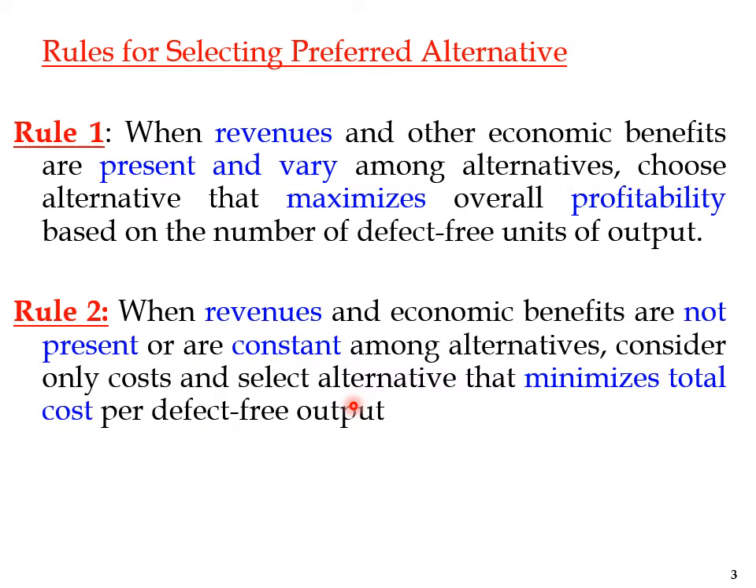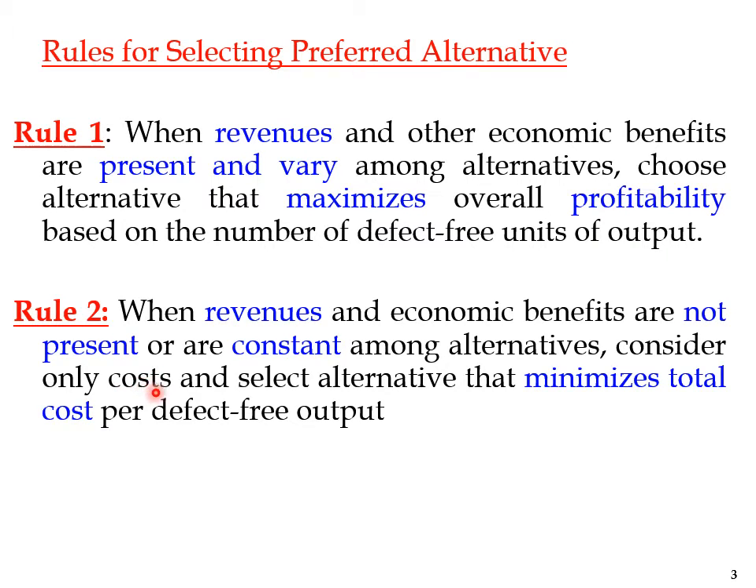Rule 2 states that in some cases, as I told you, the revenues are not present. There are no economic benefits, or these are constant among all alternatives. It's the same for all alternatives. In this case, in order to select the preferred alternative, we will consider only the cost. No need to consider the benefit.